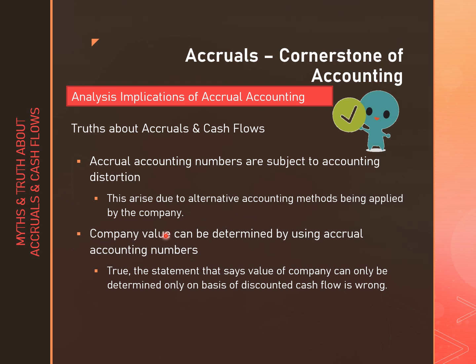Next is that the company value can be determined by using accrual accounting numbers. So that is true. The statement that says the value of a company can only be determined based on discounted cash flow is wrong. If you want to determine company value, you must use accrual accounting, because it is the better predictor of the company's performance and also its financial position. If you use cash only, it will be wrong and inaccurate.